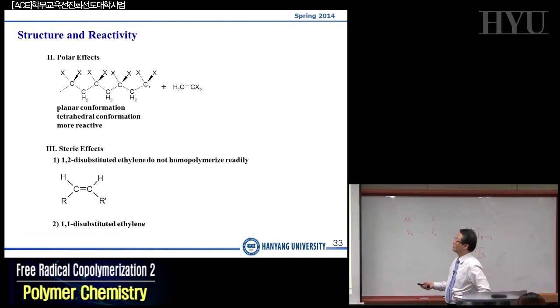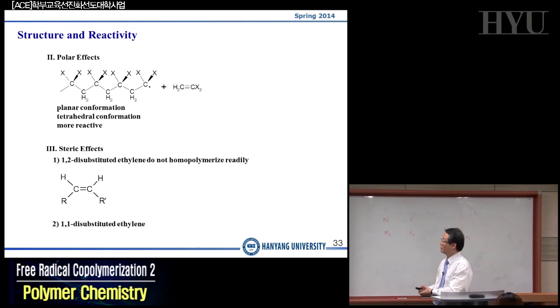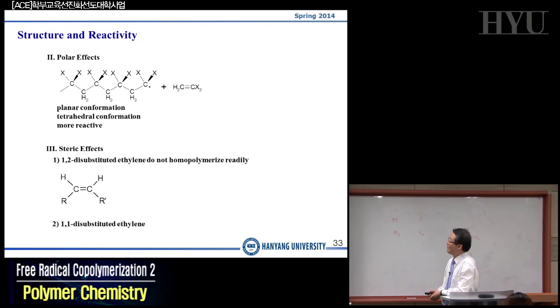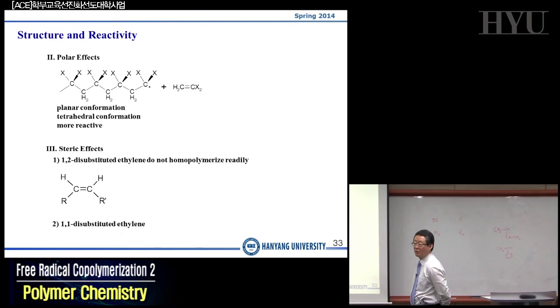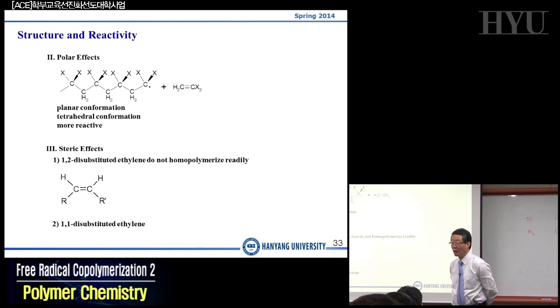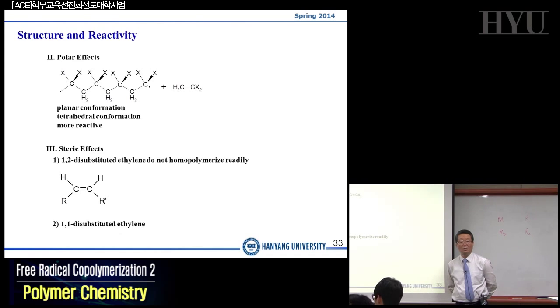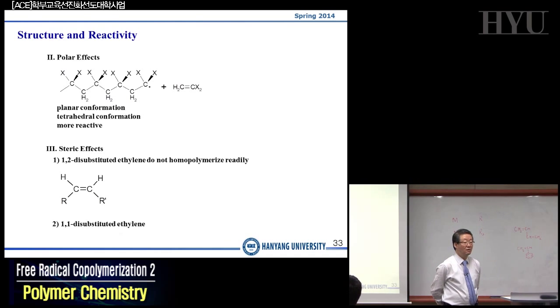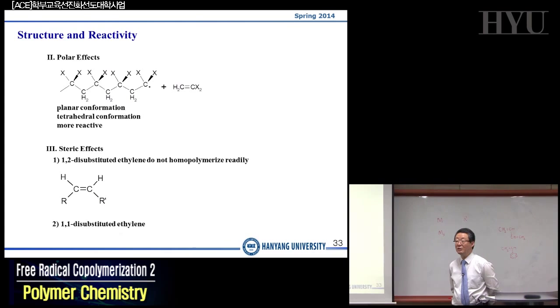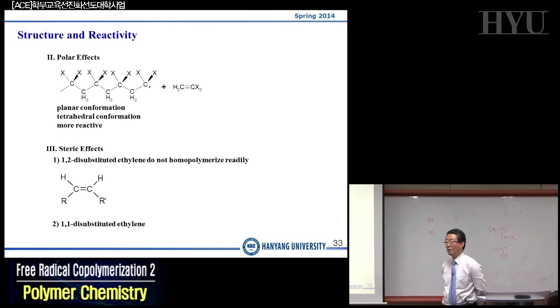Let's talk about another effect, besides the polar effect: the static effect. Now, we talked about the polar effect, but let's talk about the static effect. Now, this monomer is what? If X is equal to Cl, we call this vinylidene chloride. Or if X is F, fluorine, we call this polyvinylidene fluoride, PVDF, or PVDC.